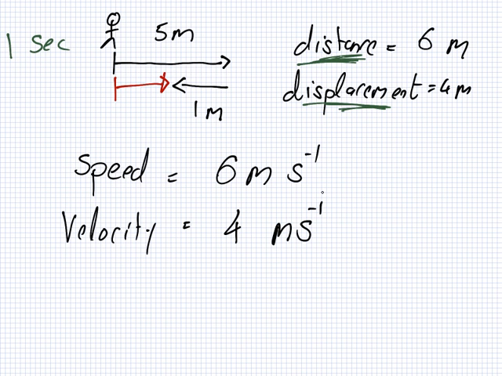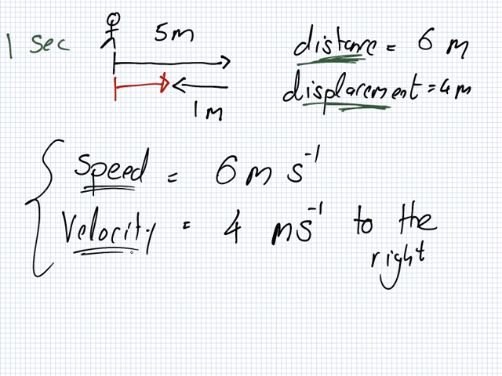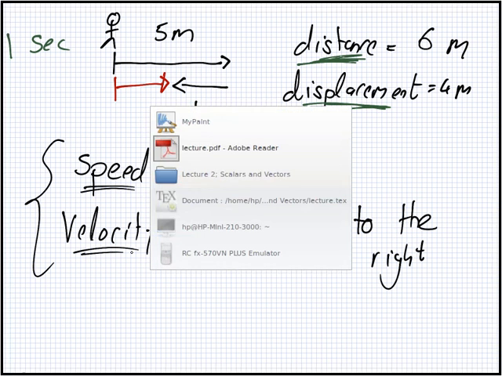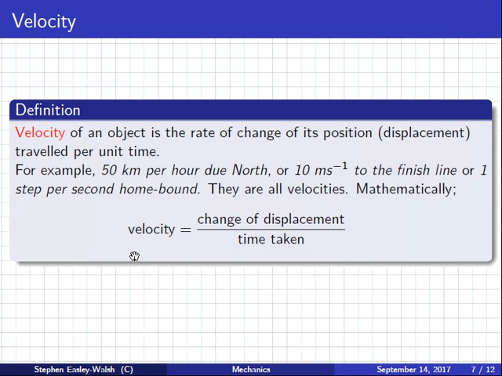Direction. Yeah, so what would you say here? 4 meters per second. Yeah, we'll just say to the right in this example, or to the east, or whatever, okay? So please be careful about the difference here and here in the exam. Okay, so please write this definition down as well.